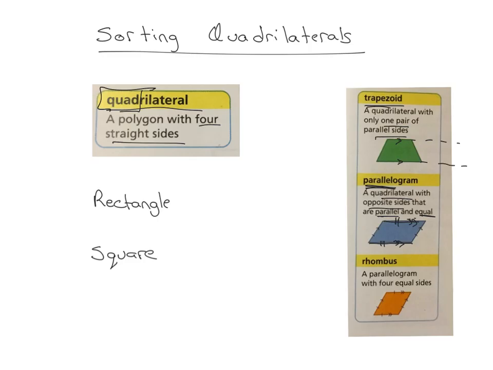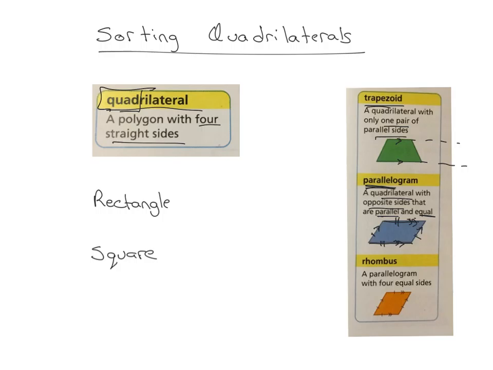Now if I look here, the single arrow here tells me that those 2 sides are parallel, and the single dashes here tell me that those 2 opposite sides are also the same length. So parallelograms are quadrilaterals, 4-sided shapes where the opposite sides are parallel and the same length.